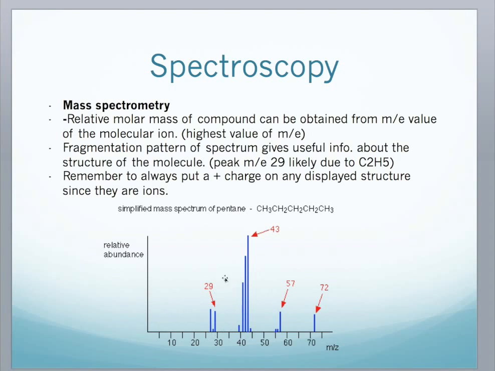For example, this peak here at 29 is most likely to be C2H5, and the way to calculate that is, we know that carbon is 12, so if we have 2 carbons, it's 24, and then we have 5 hydrogens, which are 1 each, so 24 plus 5 gives us 29, so we can identify this peak as being C2H5, and the same goes for all the other ones. And remember to always put a plus sign or plus charge on any displayed structure, because we are dealing with ions here. So if you're asked to draw something out, always put a plus, because it'll be an ion.